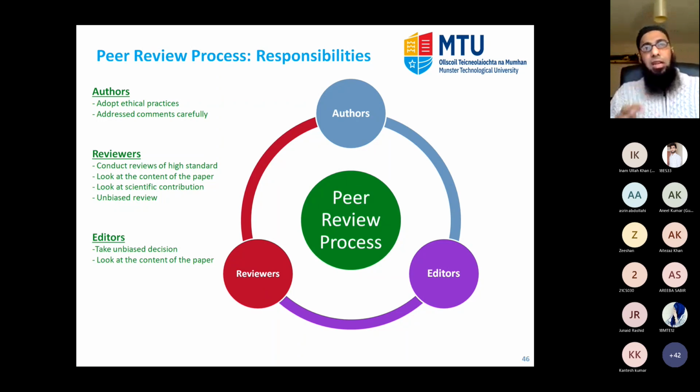We should look at the scientific quality of the content of the paper, not where the authors belong, the geographical aspect, or any religious aspect. Instead, we should not at all look at the authors. We should look at what is there in the article: whether the contribution is sufficient, whether the problem addressed is correctly formulated, and the other technical details. So a reviewer should provide unbiased reviews. Now, there are some responsibilities of editors as well. They take unbiased decisions, look at the content of the paper, and perform their activities in an ethical manner. So this is how the peer review process and the responsibilities of different actors work.